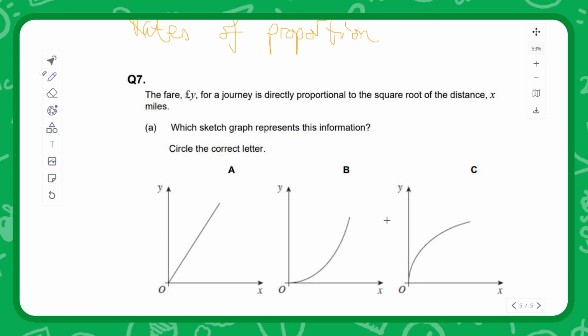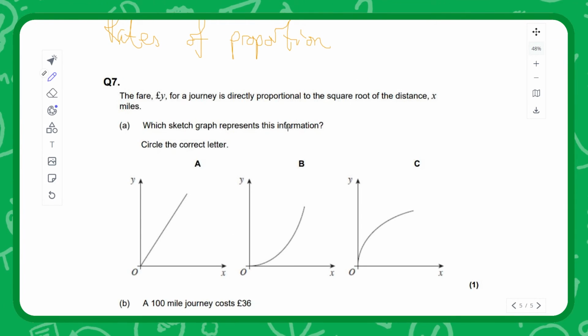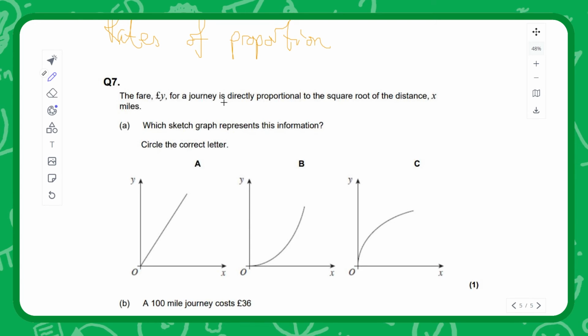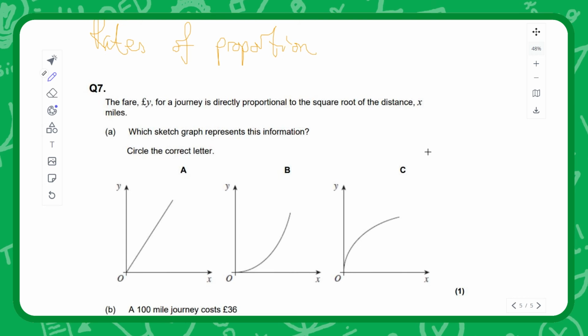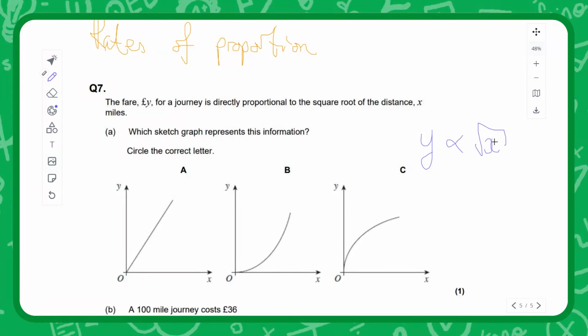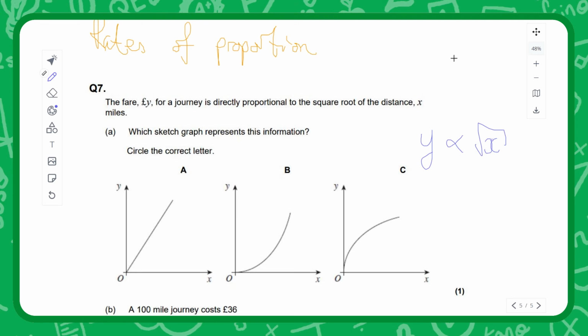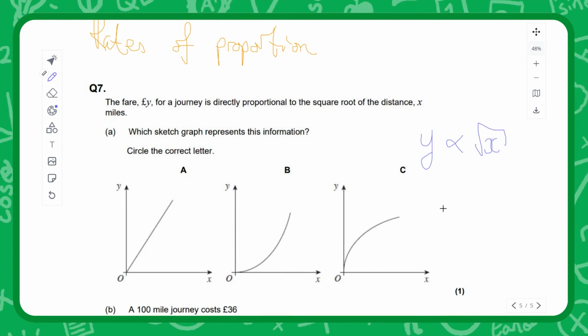The last one is rates of proportion, which is one interesting one, which is which graph represents the information where we have y being directly proportional to the square root of the distance x. So y is proportional to the square root of x. That's another way of saying it's equal to, but multiplied by another number. But when we put it into a graph, it just gives a shape. This is a useful trick you guys might not know.